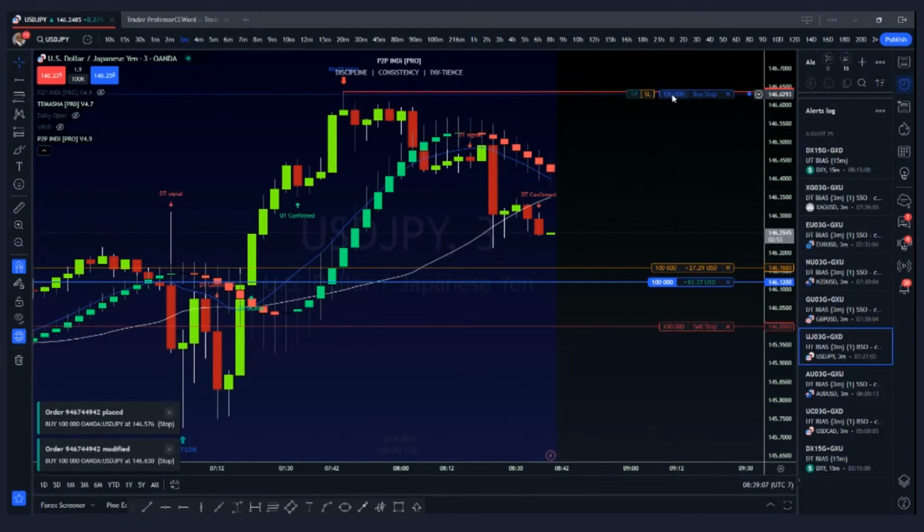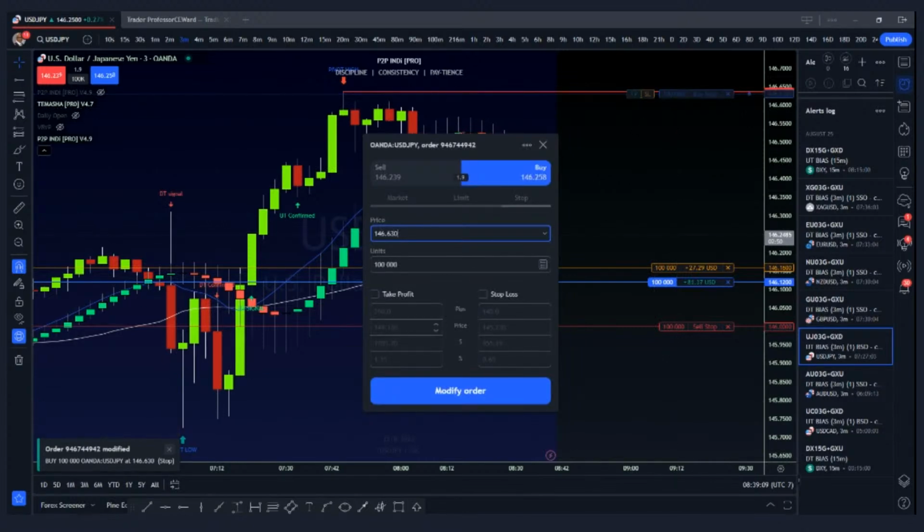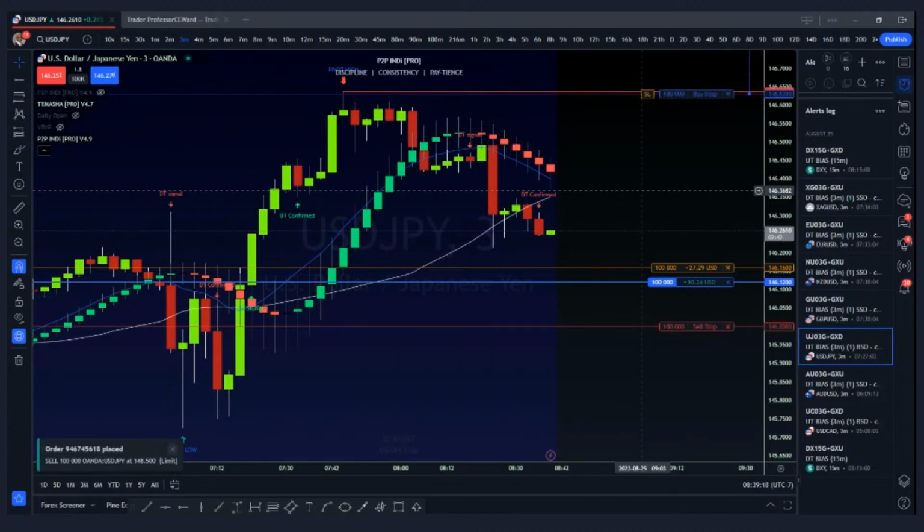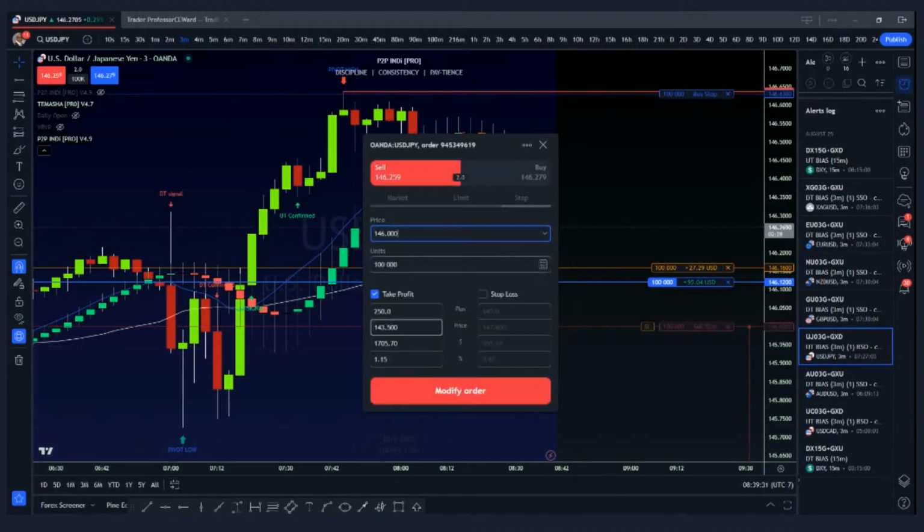And 148.50. I forgot to put that in there. All right, so now we're good. So I'm already in this trade. If it pulls back here, I'm going to make 27 bucks. If it keeps shorting, I'll be in this sell order here, and then I'll get out down here, 145.72. Let me set that.